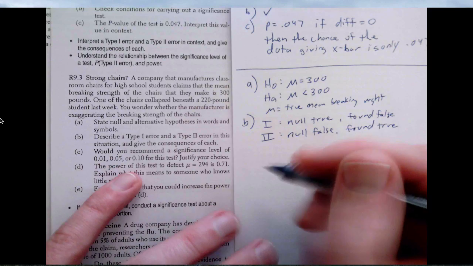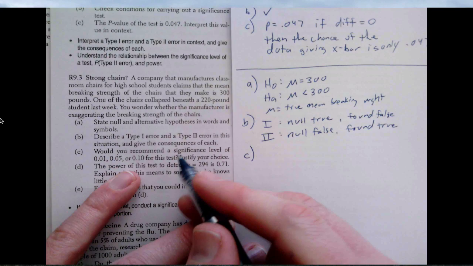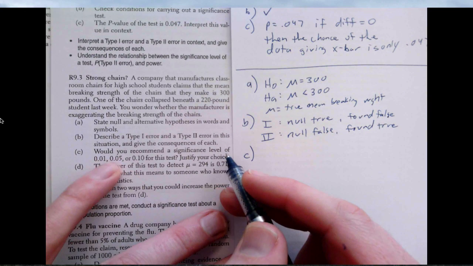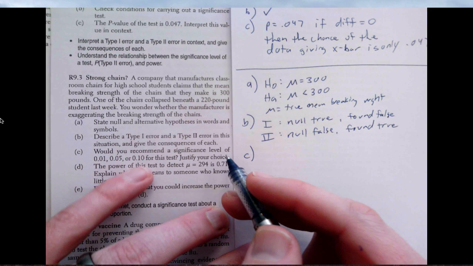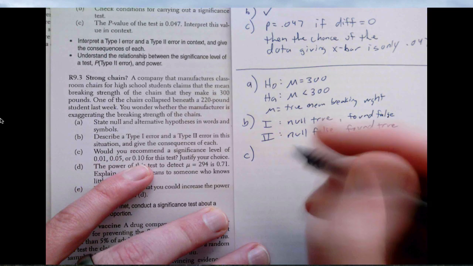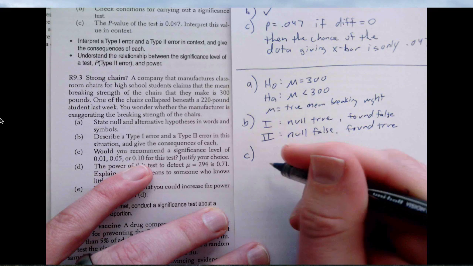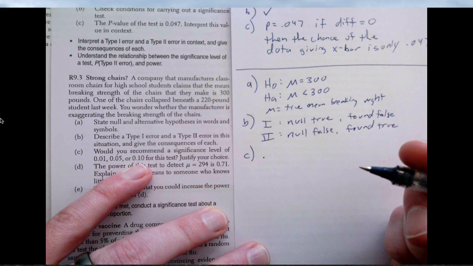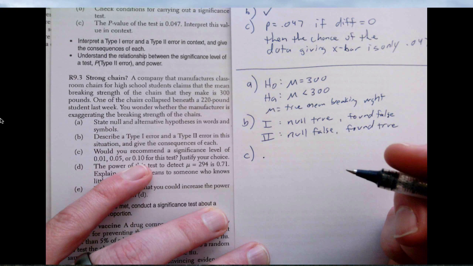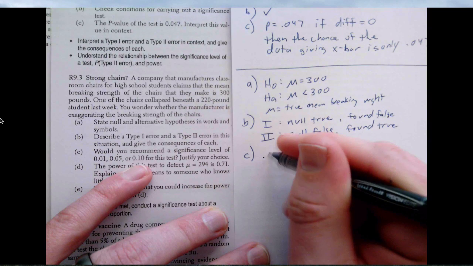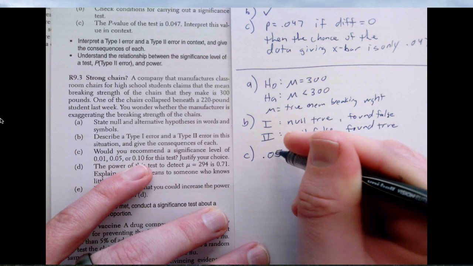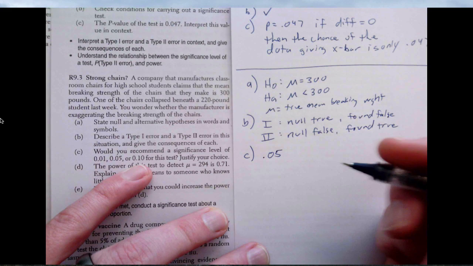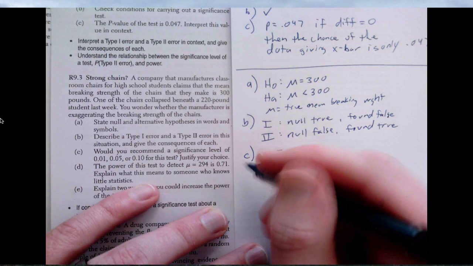Part C. Would you recommend a significance level of 0.01, 0.05, or 0.10 for the test? Justify your choice. In this case, it depends on what you want. The go-to standard is 0.05, so might as well just stick with that. Unless we have reason to change it off of 0.05, I would just stick with the standard.